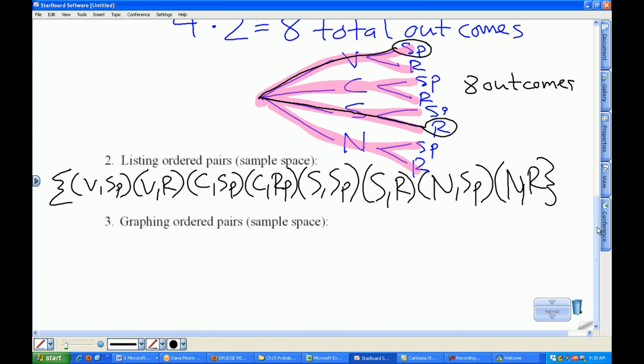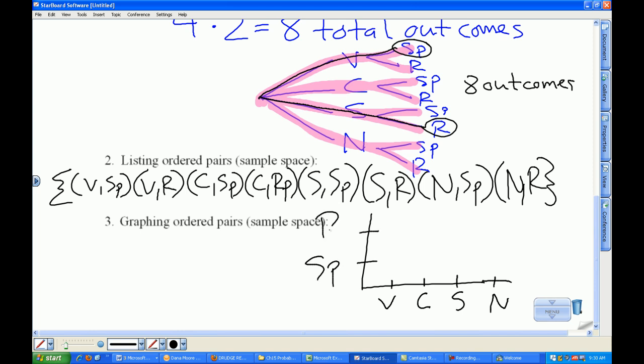Alright, graphing ordered pairs. This is kind of weird looking, and once again it only works for 2 outcomes, so most people do not really use this. Here I have vanilla, chocolate, strawberry, and Napoleon. Here are my sprinkles. Here are my Reese's. So I have vanilla with sprinkles, vanilla with Reese's Pieces, chocolate sprinkles, chocolate Reese's, strawberry sprinkles, strawberry Reese's Pieces, Napoleon sprinkles, and Napoleon Reese's Pieces.